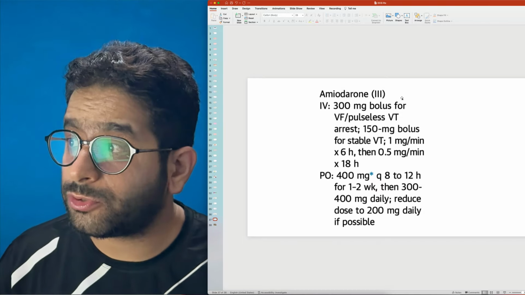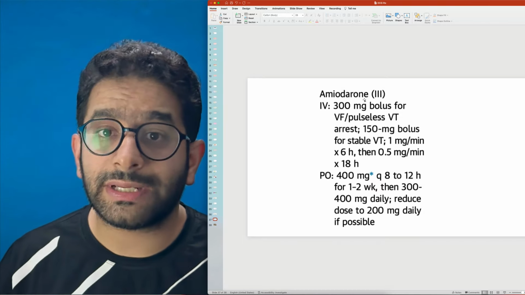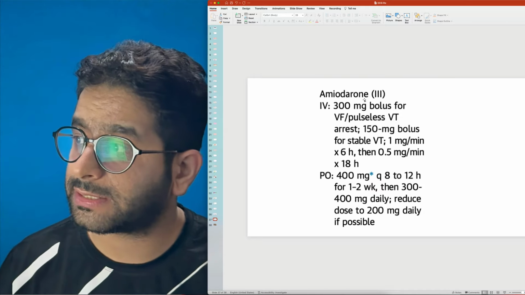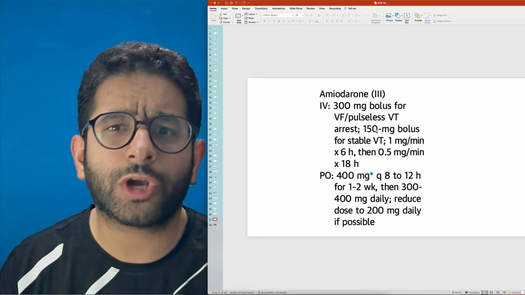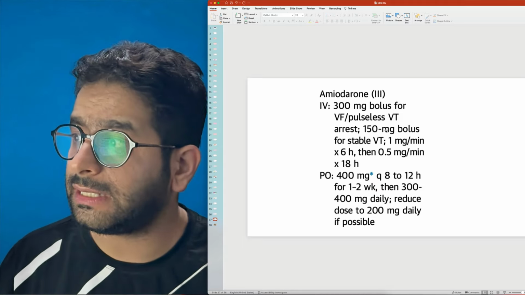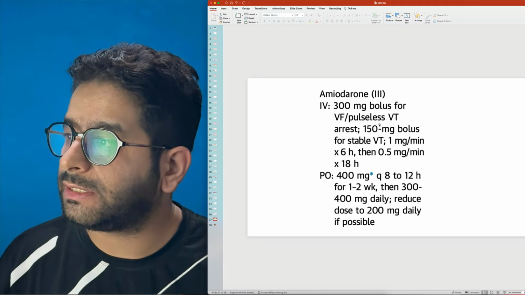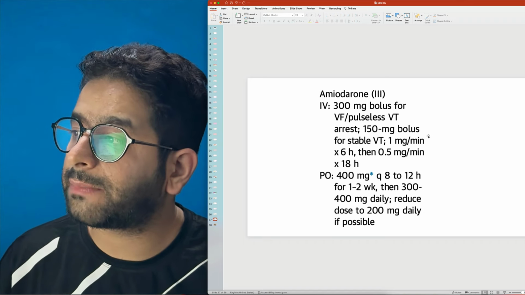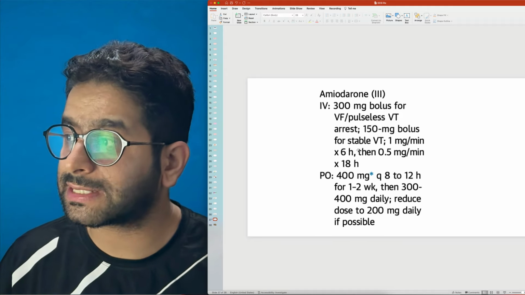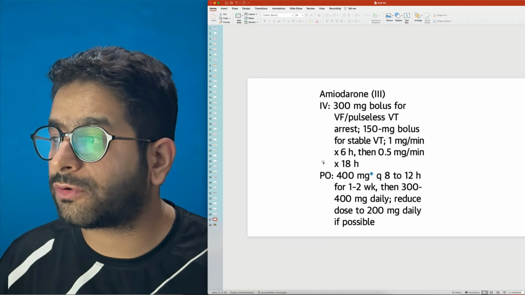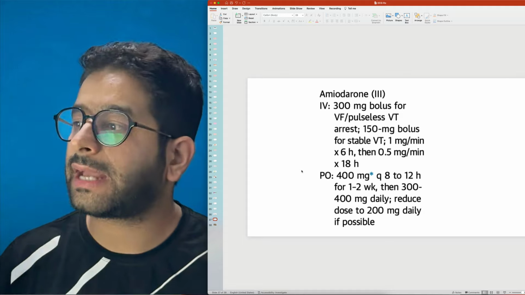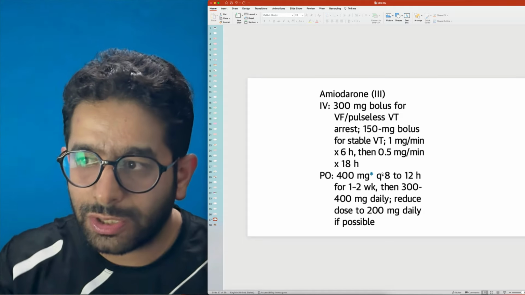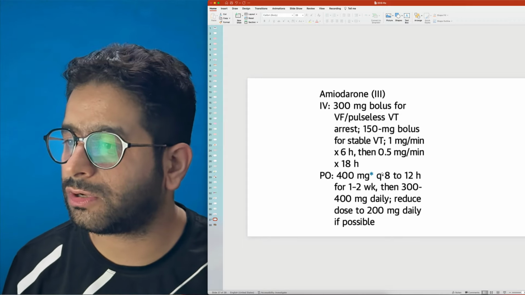Now, what's the dose of amiodarone you need to use? If this patient has cardiac arrest, no pulse, 300 milligrams is the dosing that's recommended. If the patient is stable, talking, pulse is there, but has a VT, which is stable VT, 150 milligrams is the dose. Then you give them an infusion of 1 milligram per minute, that's 60 milligrams per hour for 6 hours, then another 30 milligrams per hour for 18 hours, and then you switch to oral, again a higher dose for the first couple of weeks, 400 milligrams twice a day, and then you slightly decrease the dose to the lowest possible, like 200 milligrams a day of amiodarone.